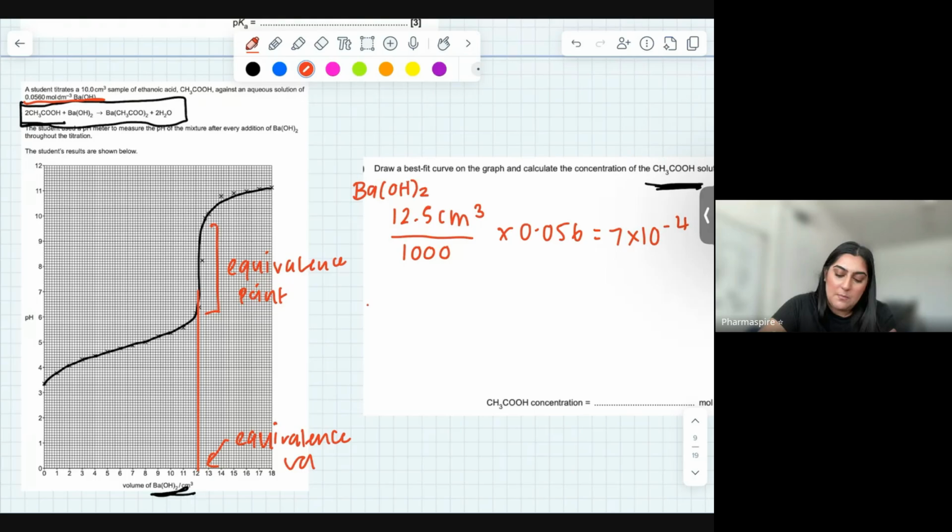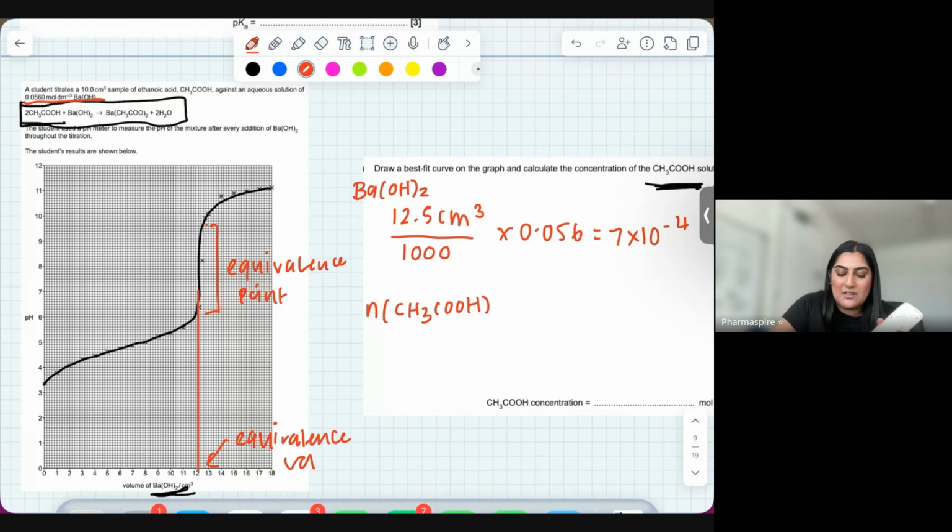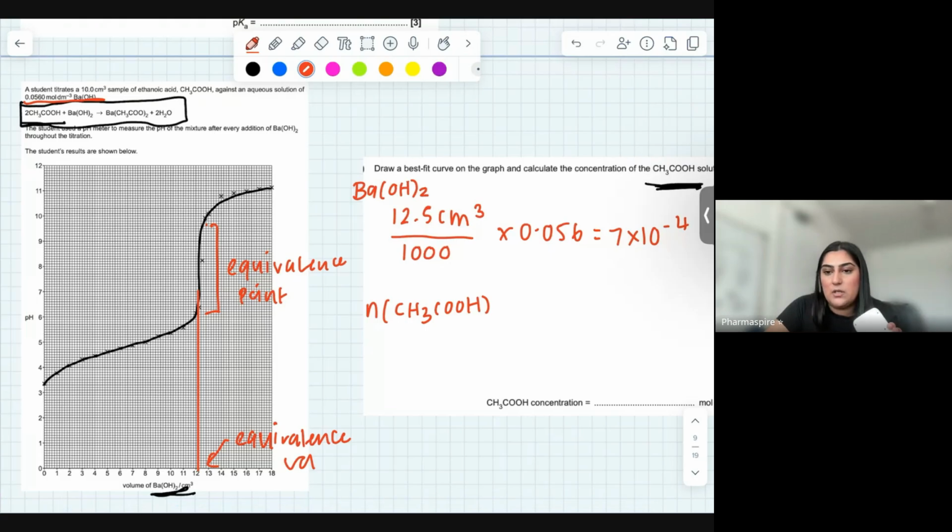So to get the moles for CH3COOH in the equation, I'm going to do 2 times that. The equivalence point just tells you the volume at which the neutralization occurred. So this is basically where you've got equal parts going on. That's what it's telling you, where your OH and your H+ are equivalent. That's all it tells you. Is that okay, Zara?